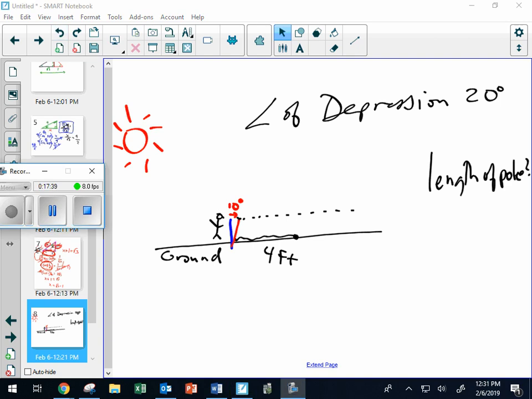Okay. If you haven't picked up what I was trying to lay down for you, that is your triangle, and this is the 20-degree angle. That is the angle of depression up here. Okay? Now, if that's the angle of depression up there, isn't it also a 20 down here? Yes, it is.